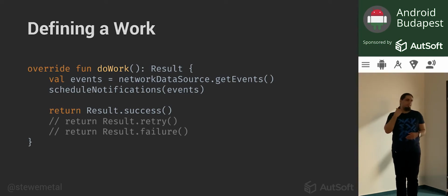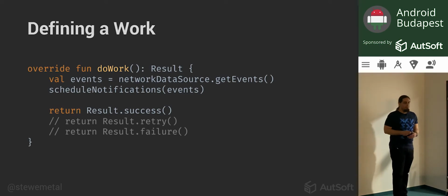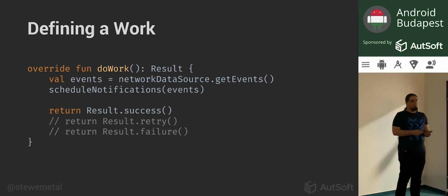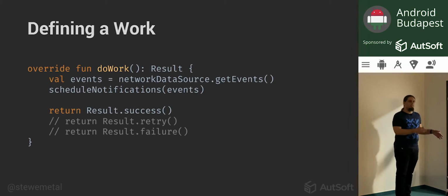Result.retry means that WorkManager will try to reschedule the work if it has failed, while result.failure means that the work will not be rescheduled, it will be left in the failed state.